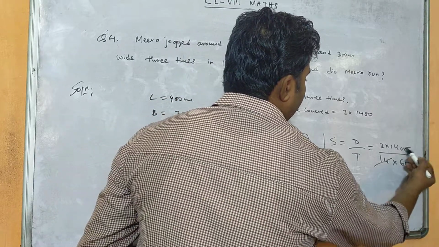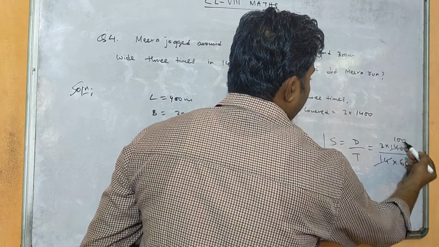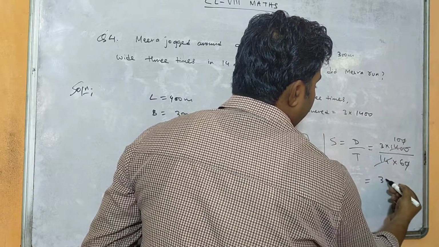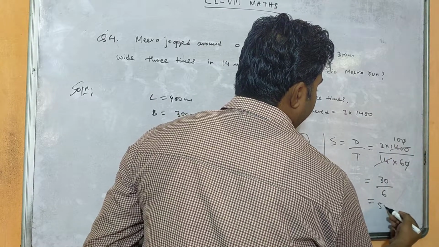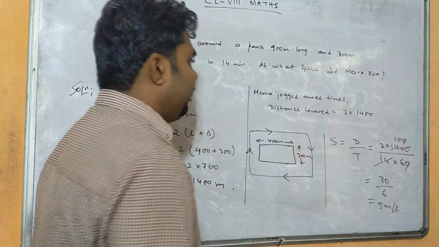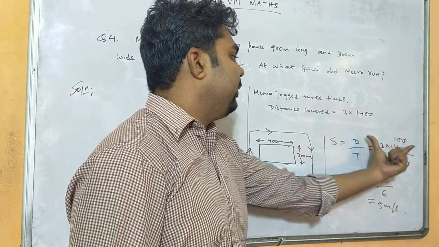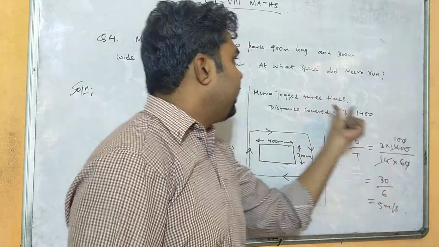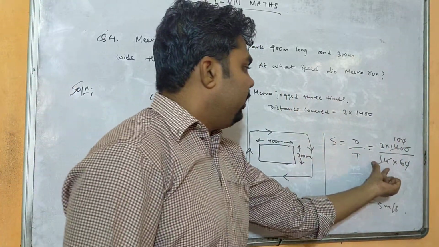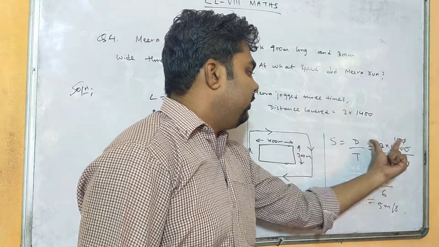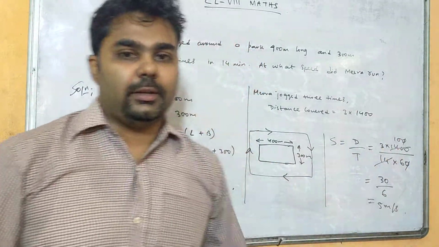Now 1400 and 14, 10 and 10 got cancelled. So 3 times 10 are 30, 30 by 6, that is 5 meter per second. You see, for easy calculation, I have not placed the distance as 3 into 14, I have not multiplied. I kept it as it is because I know time is given as 14 minutes, so 14 and 1400 will be cancelled easily. So after cancelling, you will get the answer, that is 5 meter per second.